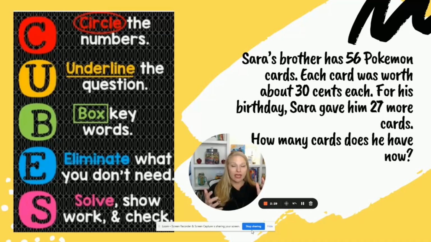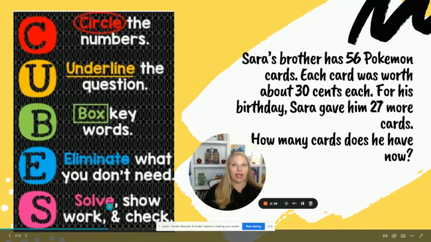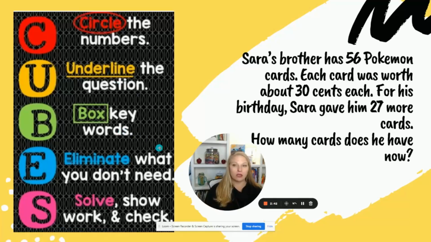Our secondary goals are what skills they need in order to decode that text. So we're not saying that these are all bad things, like circling the numbers, underlining the question, boxing keywords. I'm not saying they're all terrible. I think there's some good merit to all of these different strategies. It's a matter of when we use them, and then, of course, how we use them.